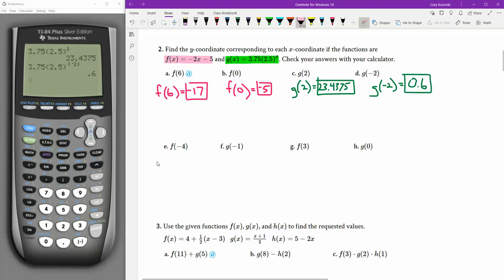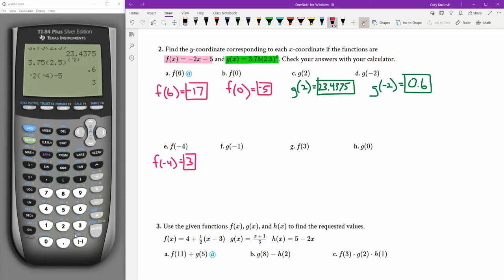F at -4. Oops. Don't want the highlighter, I want the pen. F at -4. All right, so we're going to do -2 times -4 minus 5, and that's 3. Here's another way we can do this.